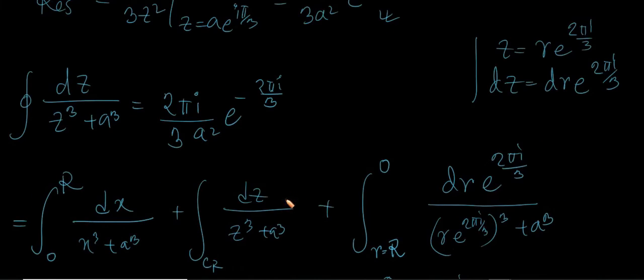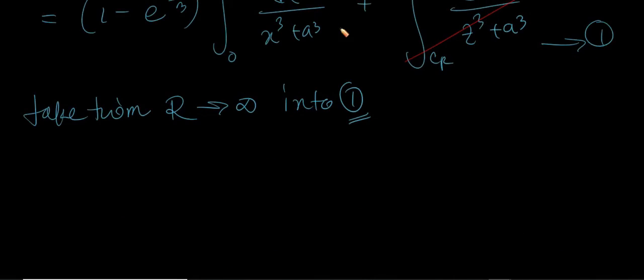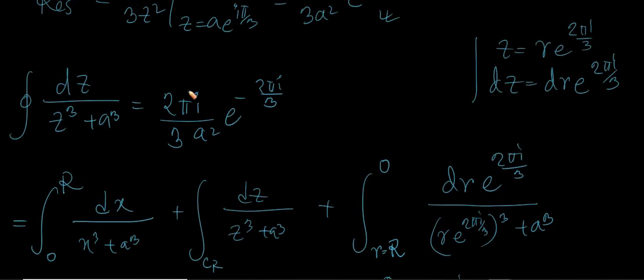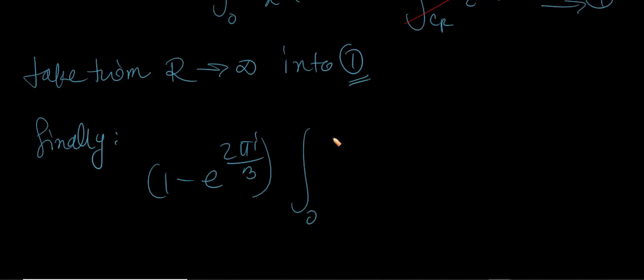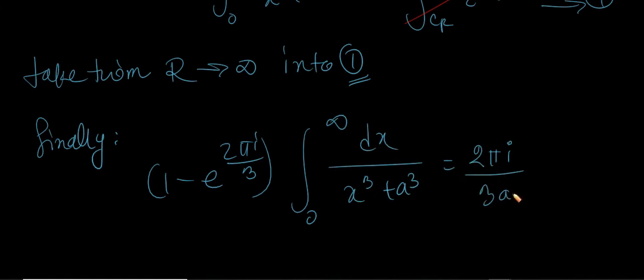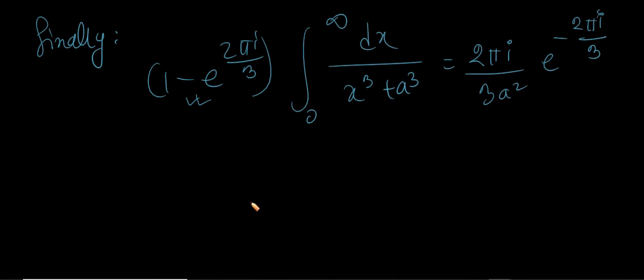And finally you need to equate these two parts, that is coming from here and from here, because these are the same thing, right? I just broke down the contour integral into the parametric integrals. So finally we will have 1 minus e to the power 2 pi I by 3, times this integral from 0 to infinity dx over x cube plus a cube, equals 2 pi I over 3a square e to the power minus 2 pi I by 3. Now you just need to divide this whole thing by this guy and simplify.